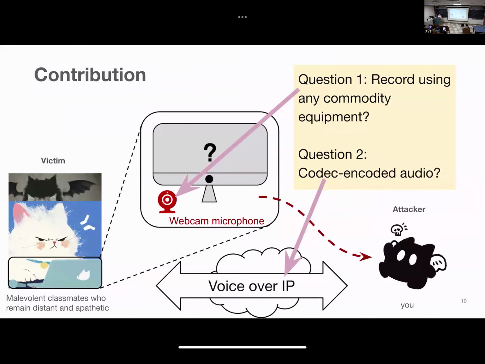Next is the contribution. As in the attack scenarios I discussed before, it is possible for them to use webcam microphones or commodity microphones in video chat. The second question is that the audio signal may be compressed and lossily transmitted to you. So the question was: can you still see the same leakage in these scenarios?